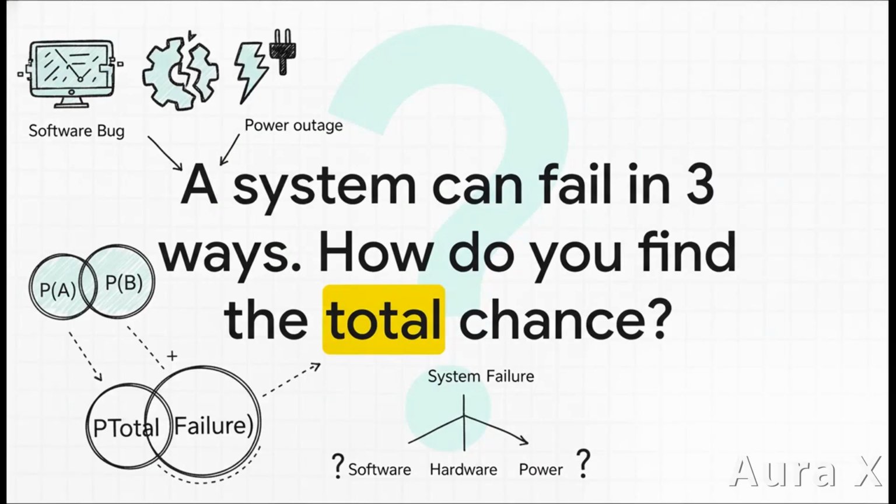So picture this. Let's say a system can fail in a few different ways, right? Maybe a software bug, a hardware failure, or, I don't know, a power outage. Each one has its own likelihood. So how do you figure out the total chance of failure? You can't just add them up. It doesn't quite work like that. This is exactly the kind of puzzle we're going to solve today.